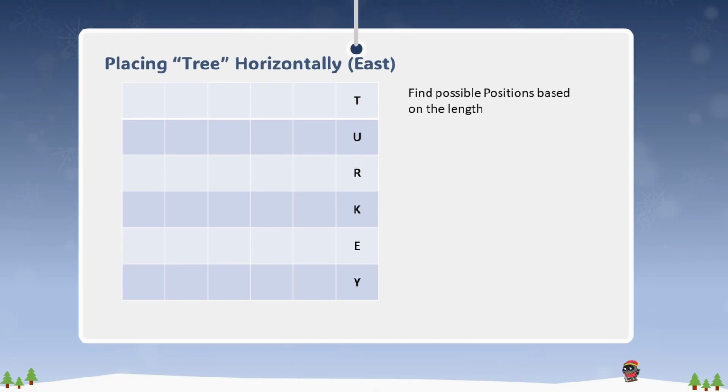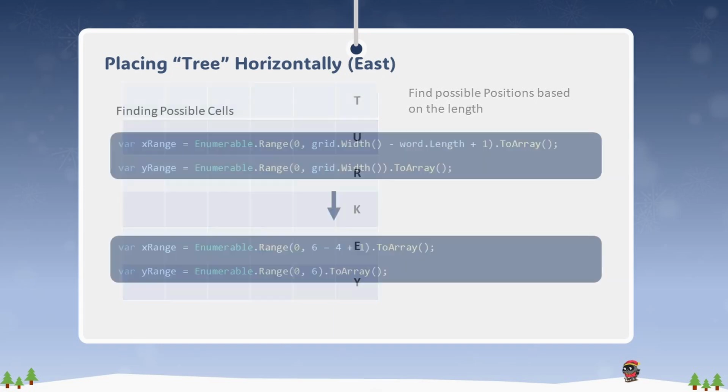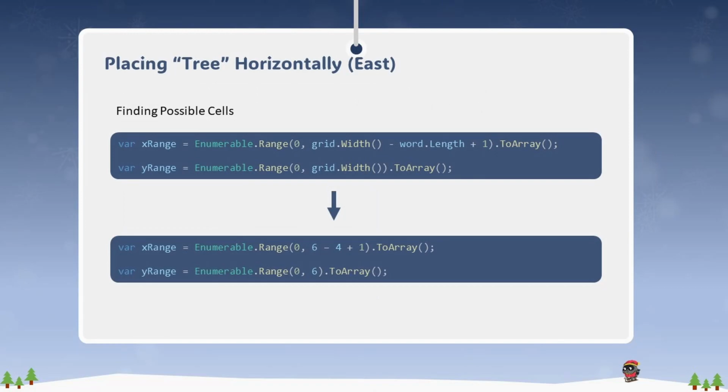For the rest of this presentation, we're going to use a simple 6x6 grid. The first thing all the placers do is take the length of the word and then look at all of the possible cells that word could be placed. In the code, we do this by creating a list of all of the x coordinates and all of the possible y coordinates. Here we've got a grid that is 6 wide and a word that is 4 long, and that limits down where we can actually place the word.